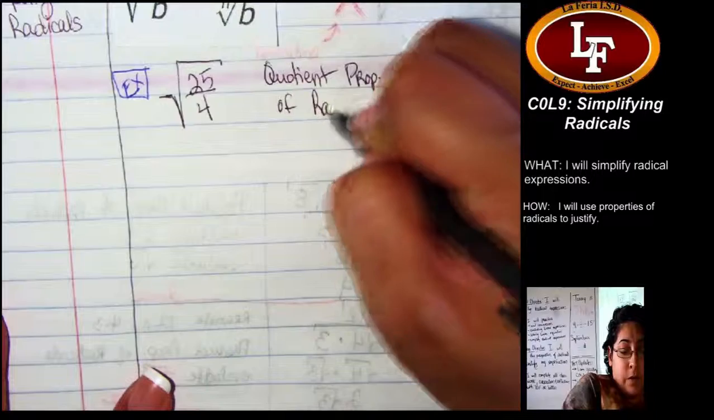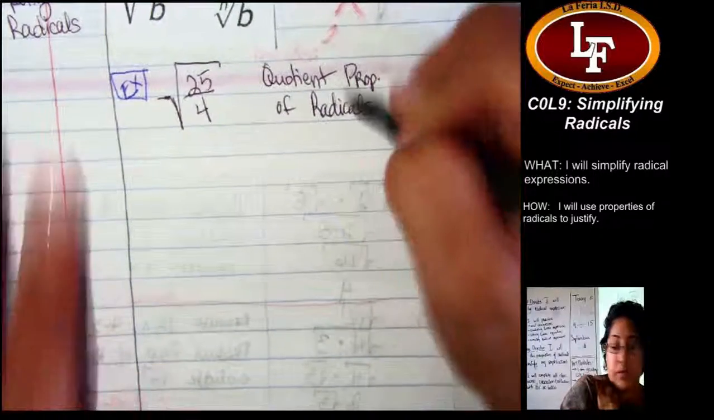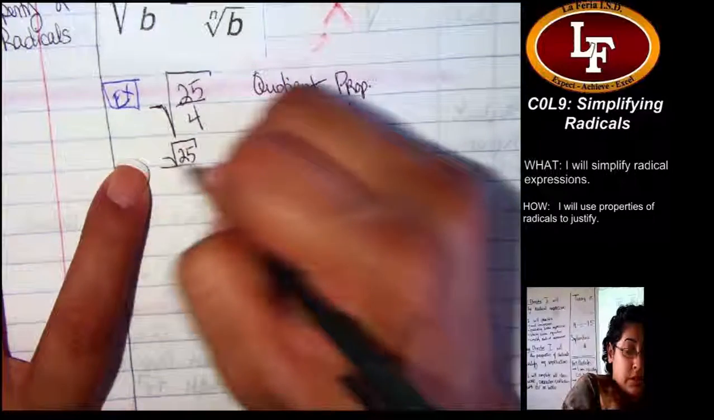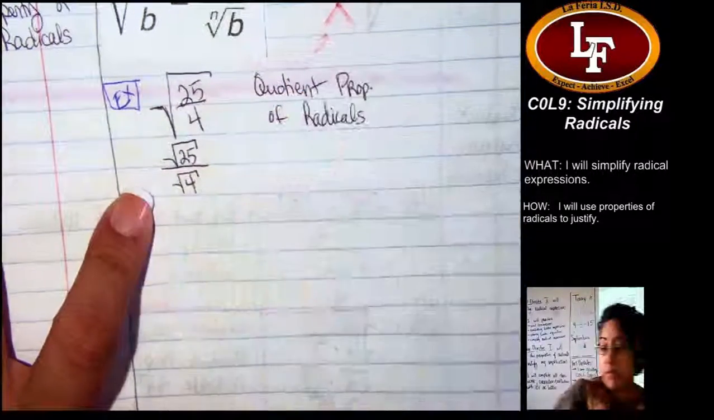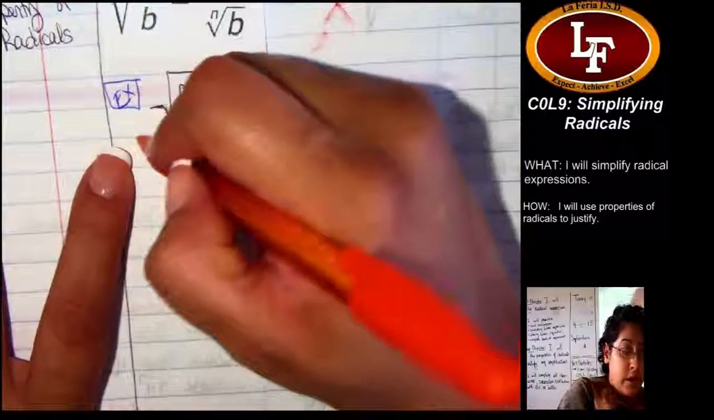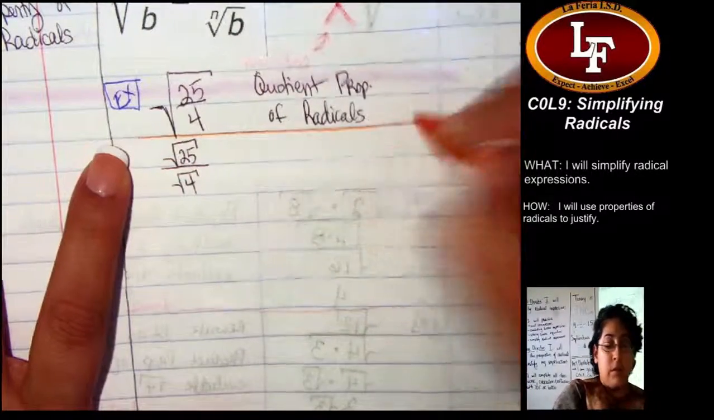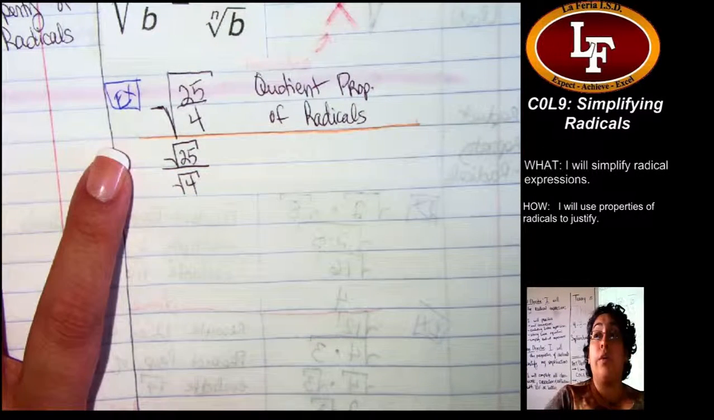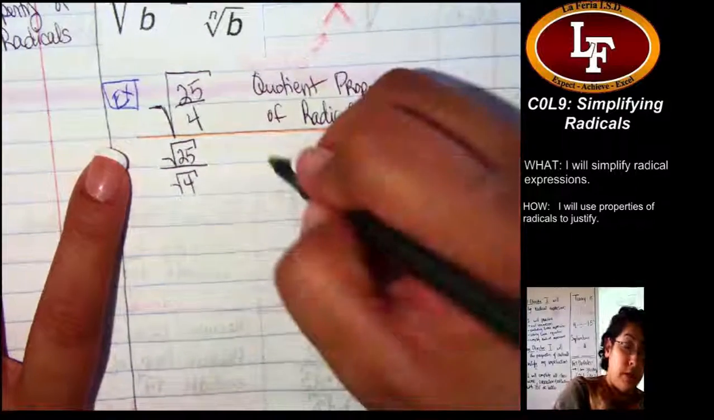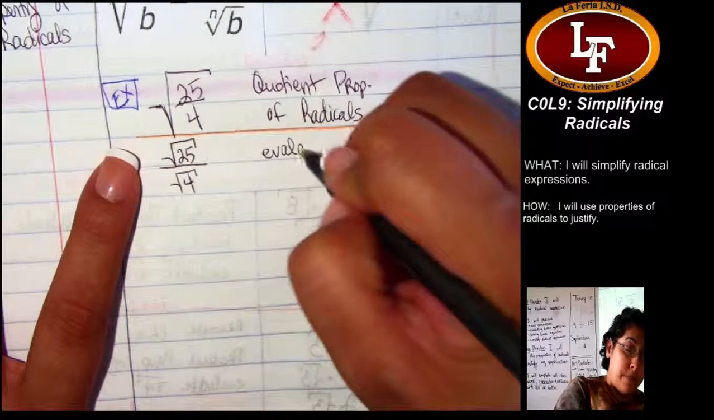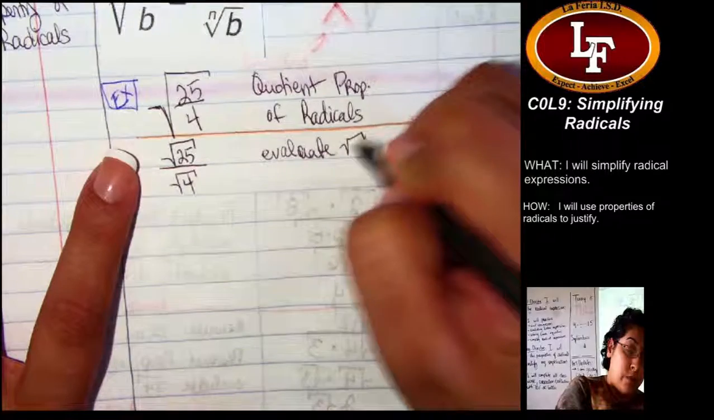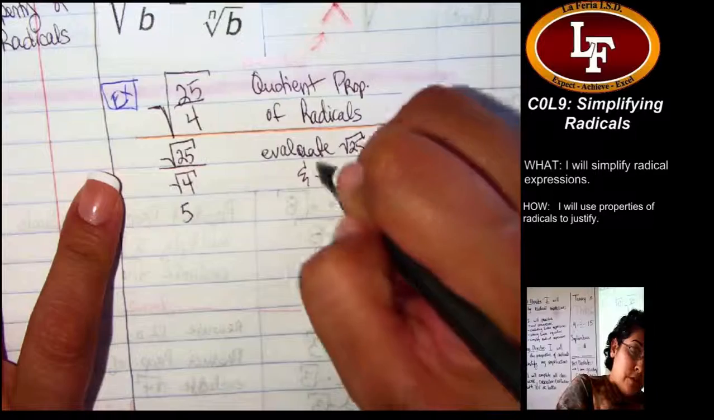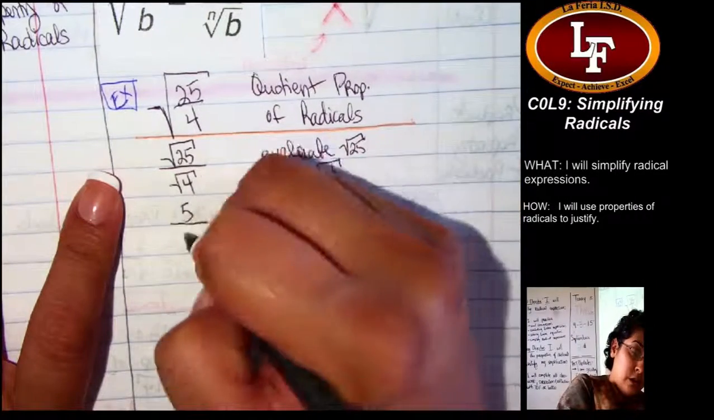Again, being specific about which property it is. And we're going to split up the radical into 2 radicals. There it is. So then our fraction becomes the square root of 25 divided by the square root of 4. Do we know what the square root of 25 is? 5. So we're going to evaluate the square root of 25 and get 5. Do we know what the square root of 4 is? 2, so we're going to get 2 in the denominator.